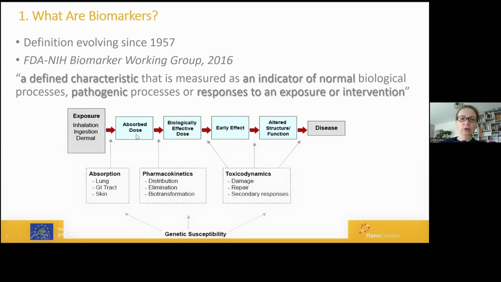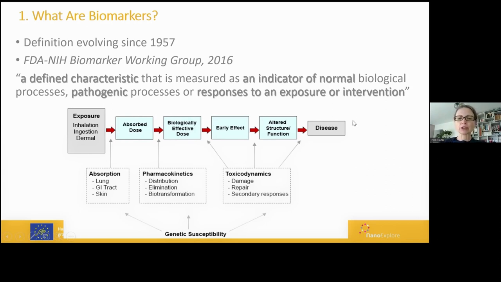At every stage, which is specified here, we could define some particular biomarkers, which could inform us either on the absorption of the toxicant in lung or in digestive tract or through the skin. It could also inform us on the pathway and pharmacokinetics of the pollutant within the body, its distribution, elimination, and metabolization. And in this part, we will speak about exposure biomarkers.